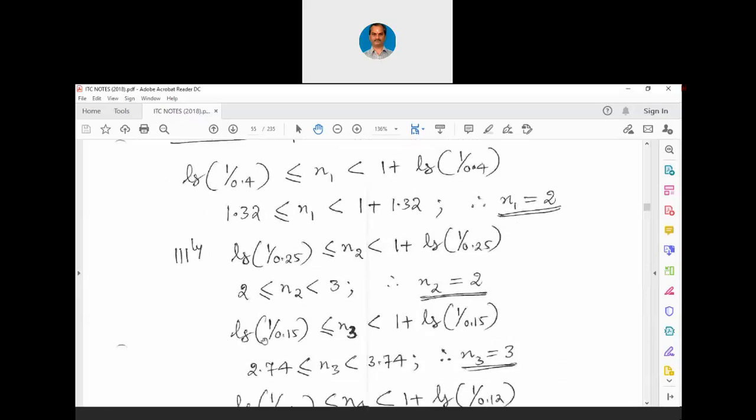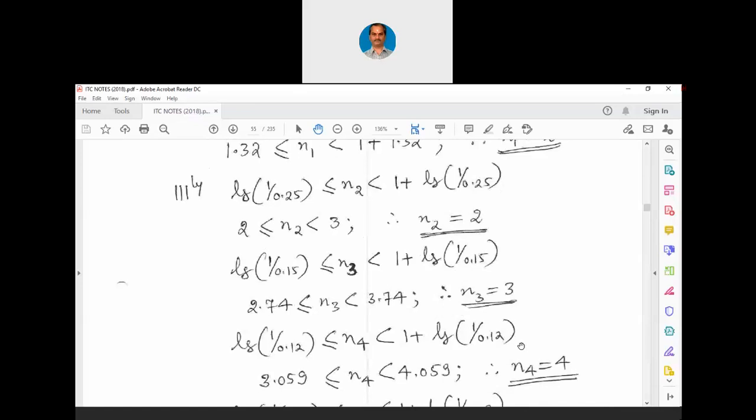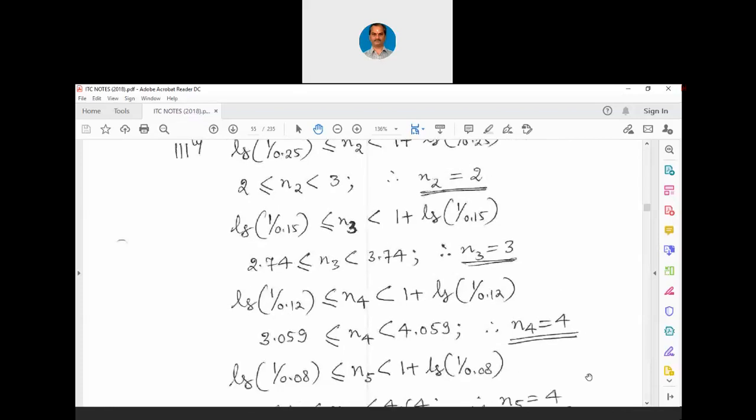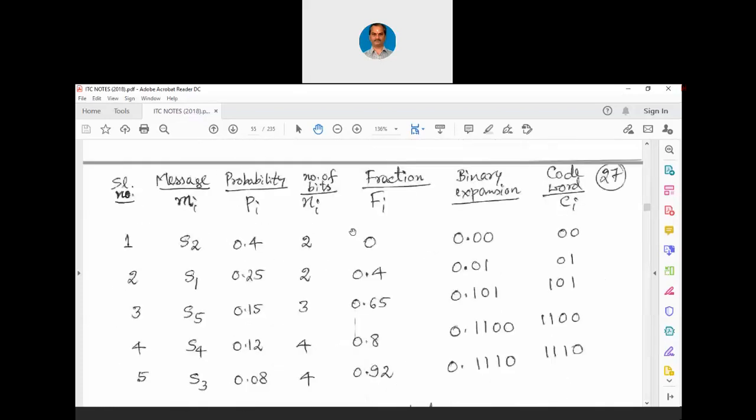Similarly, for the other one, log of 1 over 0.15 less than or equal to n3 less than 1 plus log of 1 over 0.15, we get n3 in between 2.74 and 3.74, so n3 will be equivalent to 3. And similarly for the fourth one, n4 has to be in between these two extremes, we get n4 equals 4. And lastly, n5 has to be in between log of 1 over 0.08 and 1 plus log of 1 over 0.08, we get 3.64 and 4.64, n5 can obviously be 4. So based on these results, we have filled this second column now: 2, 2, 3, 4, 4.